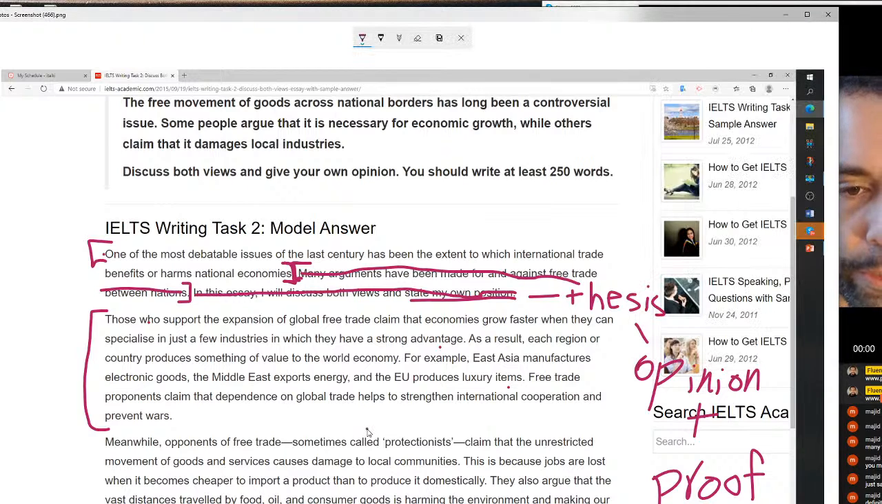Does it support the expansion of free trade claim that economies grow faster when they can specialize in just a few industries? Okay, so by expanding free trade, economies can specialize. I think that's the argument. So by having global free trade, economies will grow faster because they'll specialize in just a few industries. That's the argument that I see being made. Fine. As a result, each region or country produces something of value to the world economy.